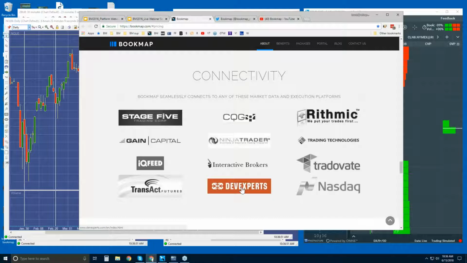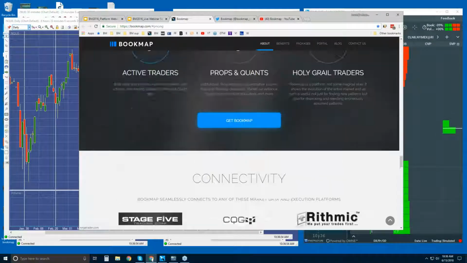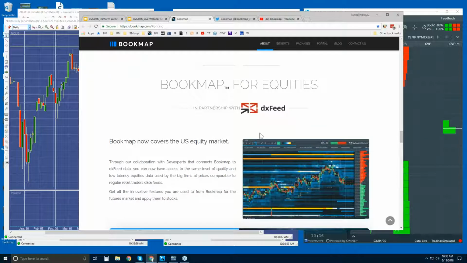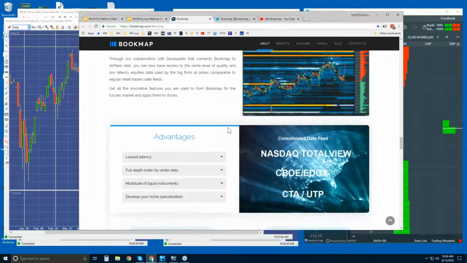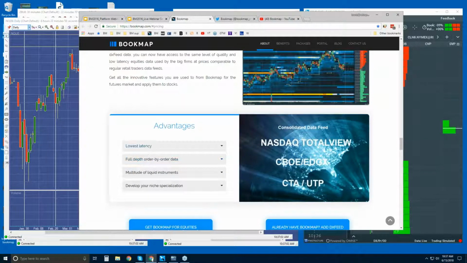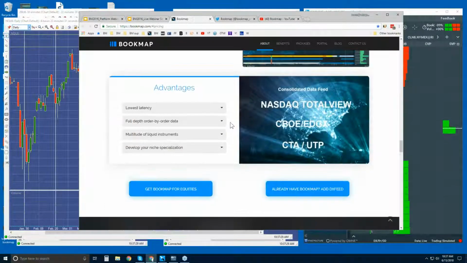DX Feed: I'm going to talk about this one because this is how you connect to US equities. This is what you'll need. There's information here. Ask me questions if you are a stock trader, and we'll go through a lot of the details if you want to see it in equities. It's very low latency, there are servers around the globe for DX Feed Bookmap, and you have full depth of market. That alone I think is such a tremendous advantage when looking at equities. We can talk about that if you have any questions.